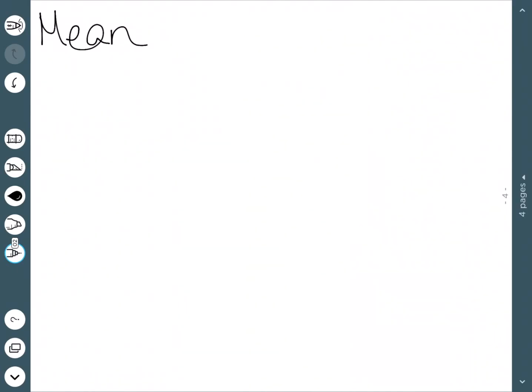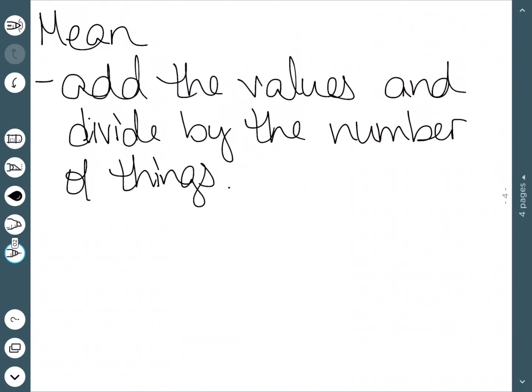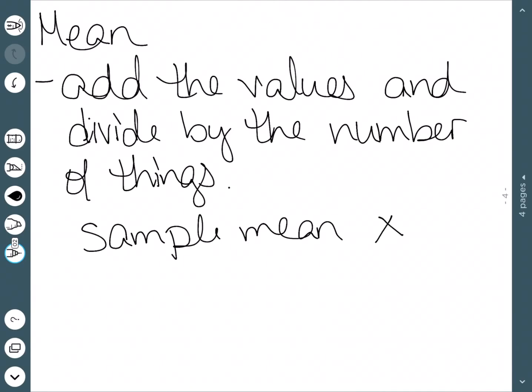The last one we'll look at is the mean. In order to find the mean, we need to add the values and divide by the number of things that we have. In general, there are two types of means. There's the sample mean, meaning we're only looking at a sample of data. And this is denoted by X bar, this X with a line over it. In addition, we have the population mean, the mean of the entire population. And that's denoted by this Greek letter mu.